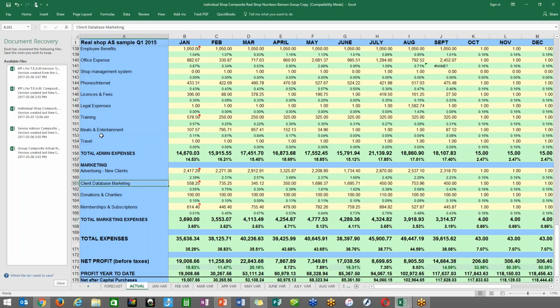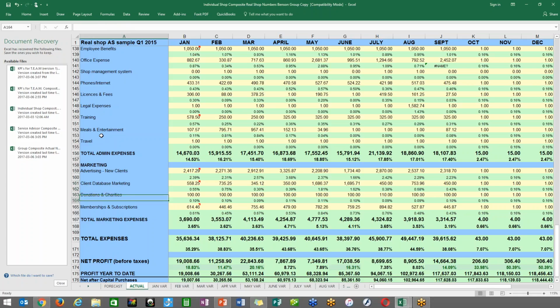But we also want to be able to do client database marketing. How much do we spend to get people back more often? We've got the database of email addresses, and maybe we used MailChimp, or we used Constant Contact, or we used MechanicNet, or we use Customer Link, or any of those services. They're all really good services. How much do we spend marketing to our database to get people to come back more often?